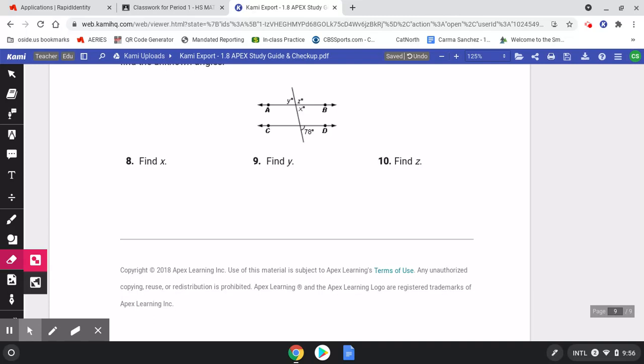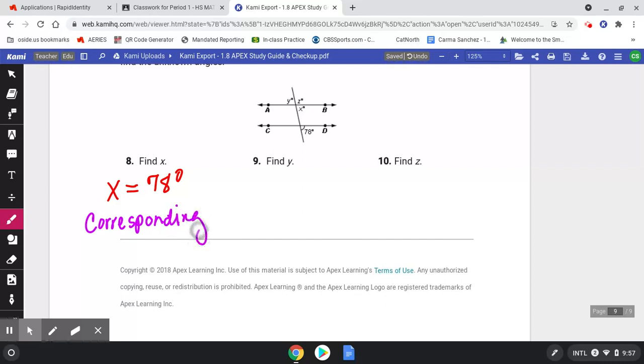And it's all based on this 78. So I like that they're asking us to find the X first because X is the easiest in my opinion. X equals 78 degrees because corresponding angles are equal. Okay, let's look at number 9. Find Y. Now we're over here. Well, we just found that X was 78, so we can say that Y also equals 78 because vertical angles are equal.